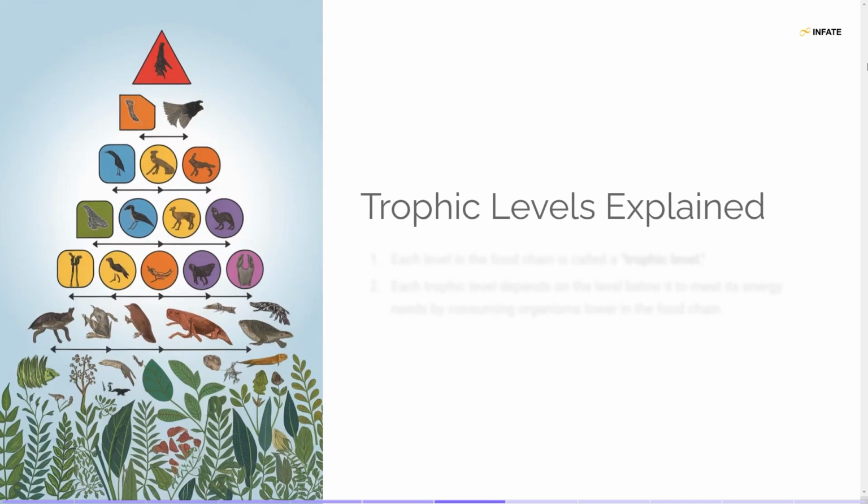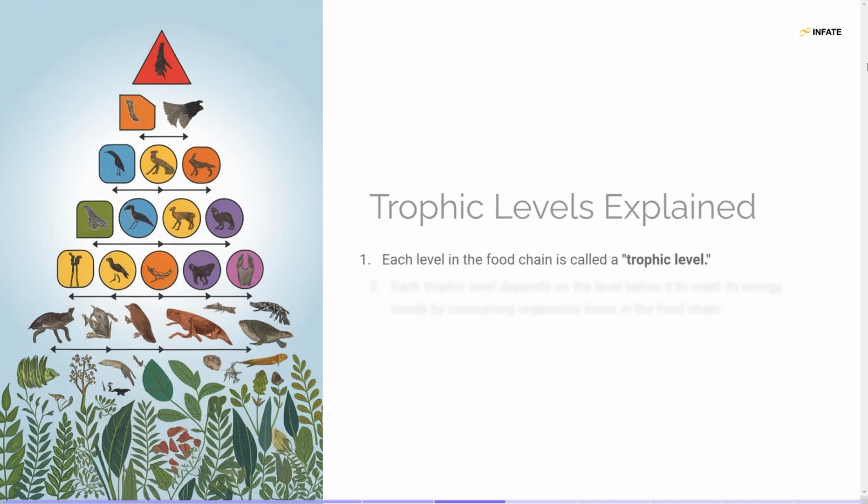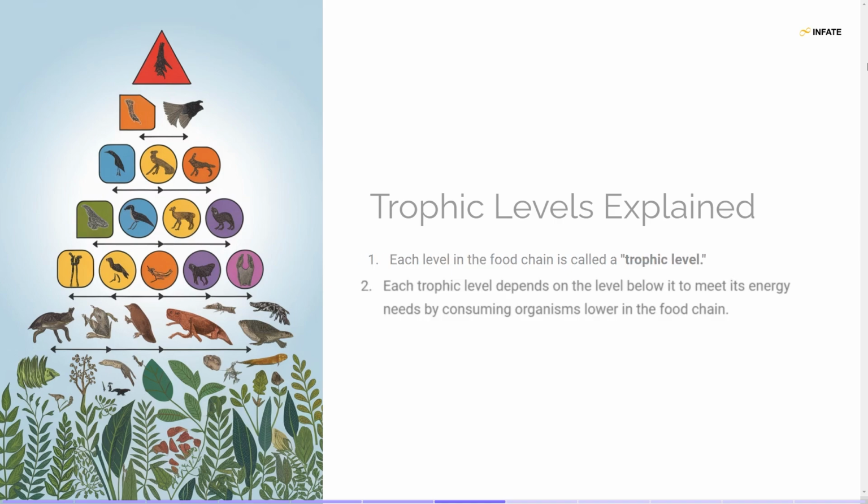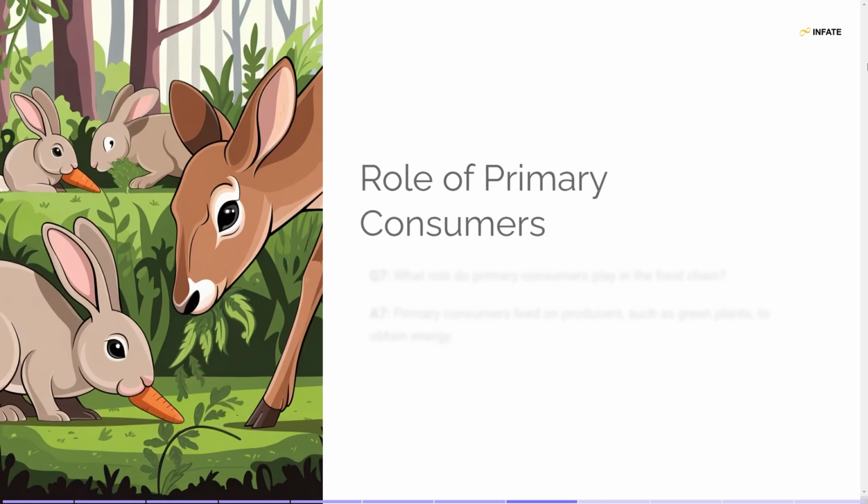Slide 7, Trophic Levels Explained. This slide explains the concept of trophic levels within the food chain. 1. Each level in the food chain is referred to as a trophic level. 2. Organisms at each trophic level depend on those at the level below them to meet their energy needs by consuming organisms lower in the food chain. This illustrates the hierarchical structure of energy flow in ecosystems.